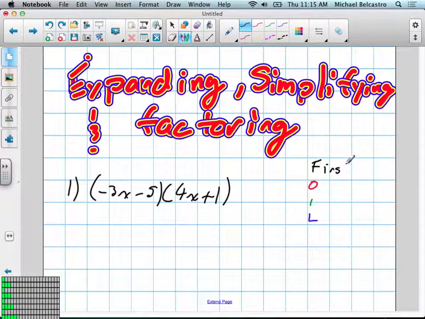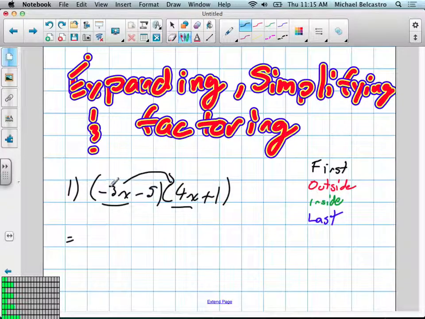So the first numbers, outside numbers, inside numbers, and then the last numbers. Okay? So, when it says first numbers, it's the same as distributive property. We're multiplying these first numbers by each other.